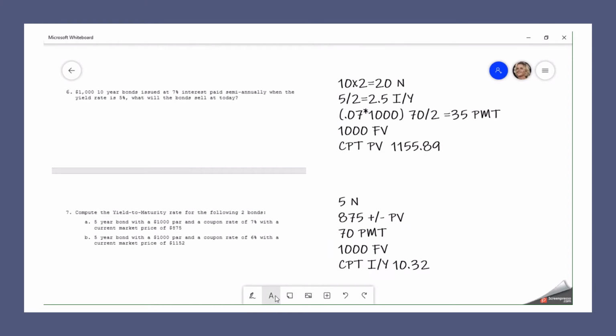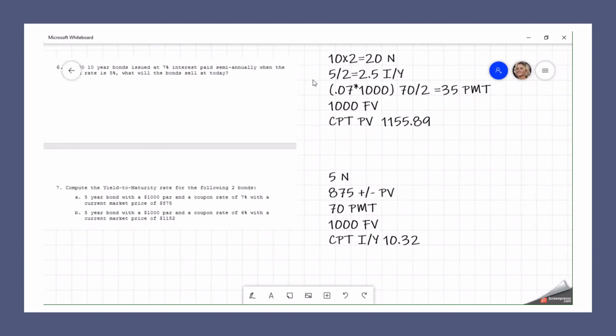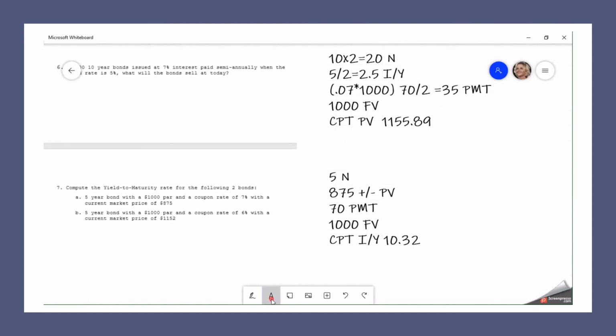Okay, then we'll do one more. I don't know why it does. Sometimes it doesn't let me drag that. I don't want to type it there. I want to type it here.